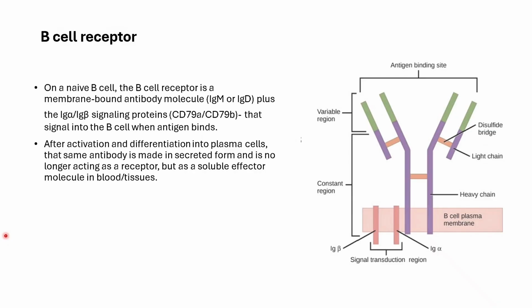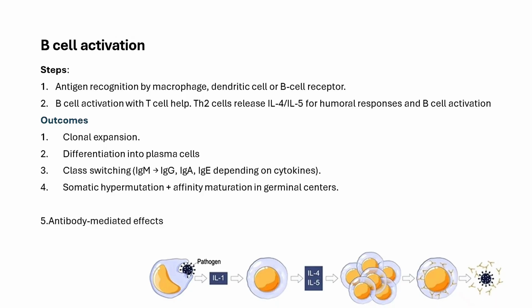So we'll go over the steps of B cell activation. The antigen is recognized by a macrophage or a dendritic cell and presented to the B cell, or the B cell detects it directly. The B cell becomes activated with the help of a T cell. This is called a T cell dependent response. When the T cell releases cytokines and stimulates the B cell, it produces a better response. After activation, the cells will undergo proliferation, they will differentiate into plasma cells, they will undergo class switching and somatic hypermutation, which we'll discuss in the next slides.